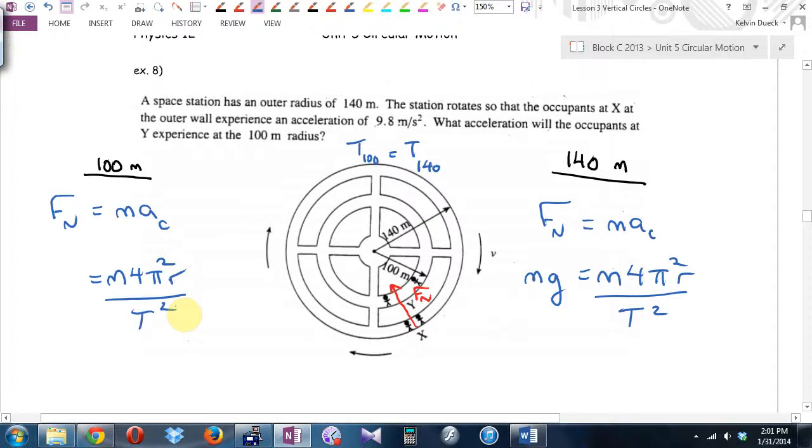What are they asking me to find in this question, by the way? Which acceleration? See, here's what I think they're asking me to find: g, but the fake g at 100 meters. What would gravity be like there? I think that's what it's saying it wants me to find.